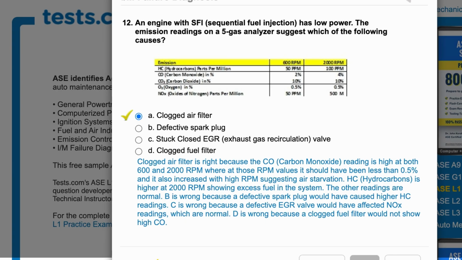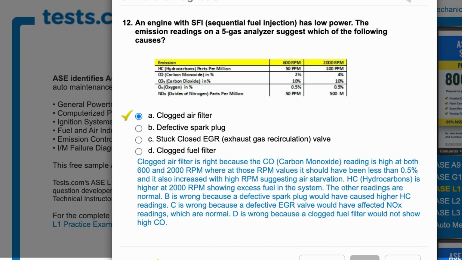A. Clogged air filter. Clogged air filter is right because the CO, or carbon monoxide, reading is high at both 600 and 2000 RPM, where at those RPM values it should have been less than 0.5%, and it also increased with high RPM, suggesting air starvation. HC, or hydrocarbons, is higher at 2000 RPM, showing excess fuel in the system. The other readings are normal.